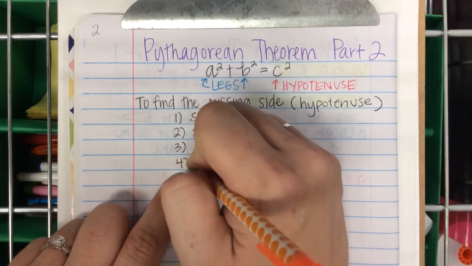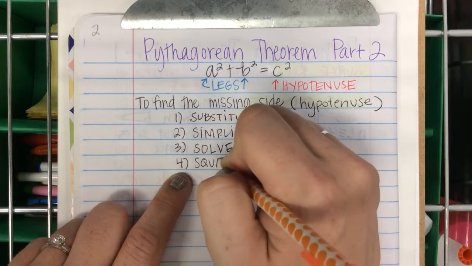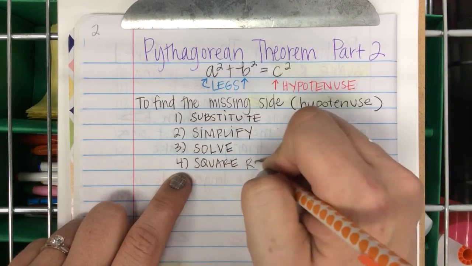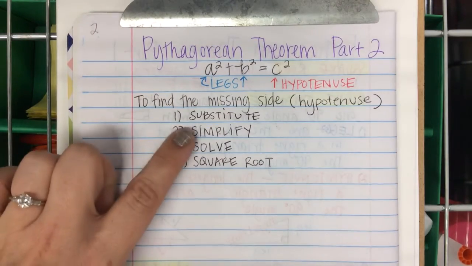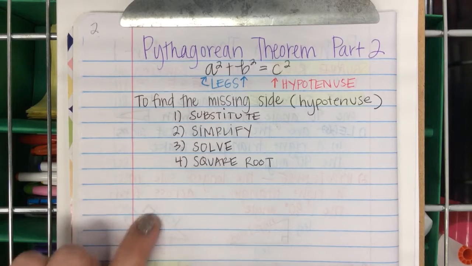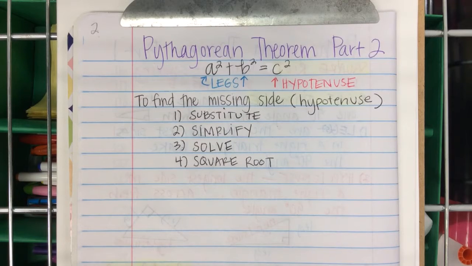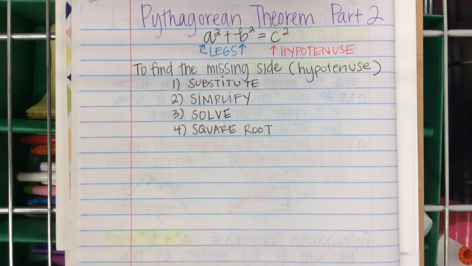And then the last but not least is square root, which we reviewed in part 1. Substitute, simplify, solve, square root. Do you remember what that's called when everything starts with the same letter? Alliteration. All right, substitute, simplify, solve, square root. If you follow those 4 S's, you're good to go. Let's practice because it really is just that easy.